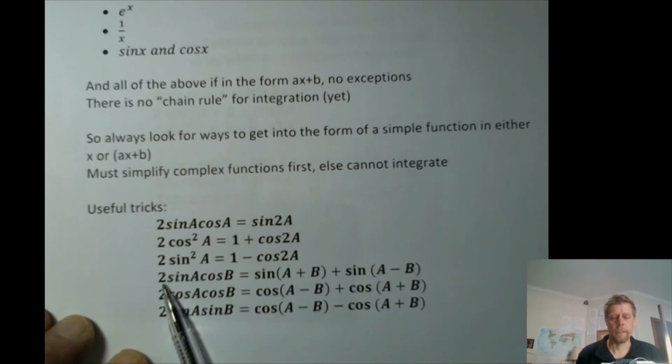Here's another one. If you're asked to integrate sine a cos b, just integrate sine of a plus b plus sine of a minus b. Okay, so you have to simplify first before trying to integrate.